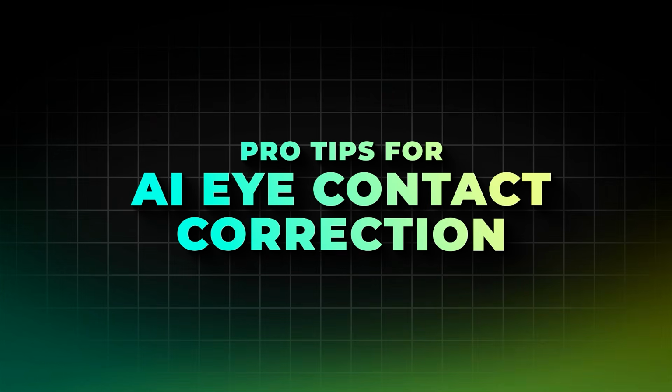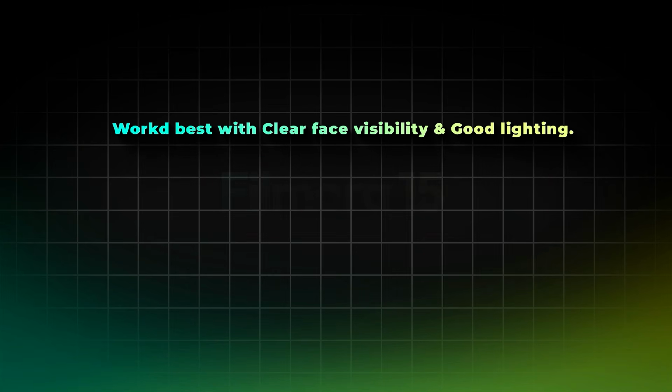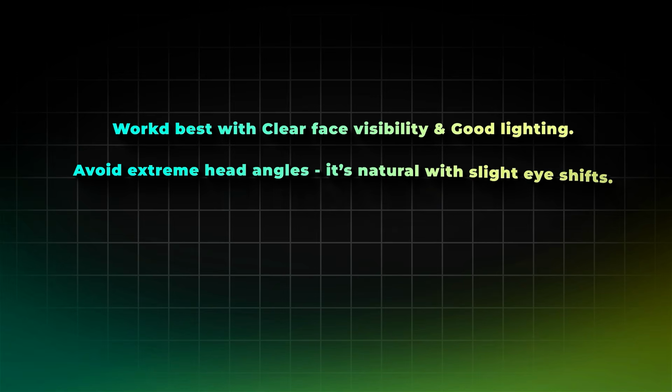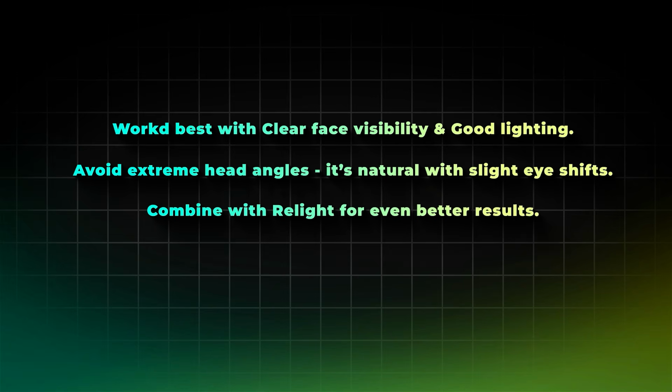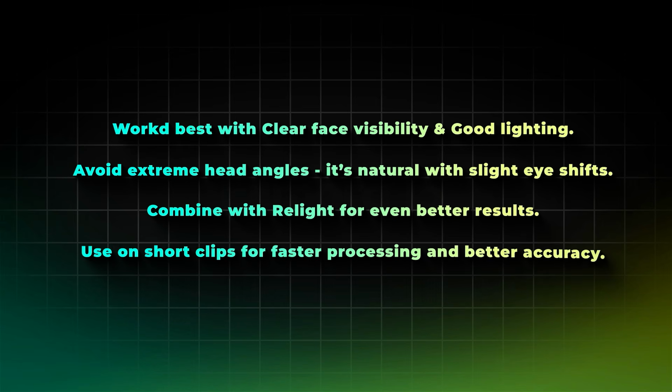Pro tips for AI eye contact correction. Works best with clear face visibility and good lighting. Avoid extreme head angles. It's most natural with slight eye shifts. Combine with relight, also visible here, for even better results. Use on short clips for faster processing and better accuracy.